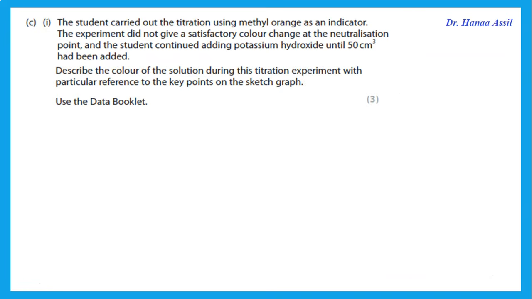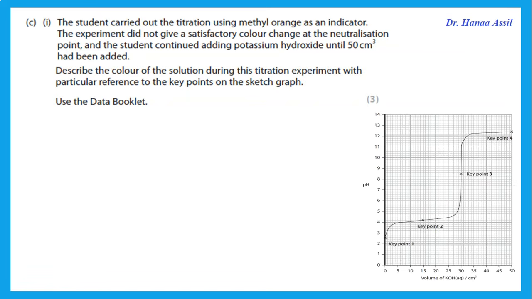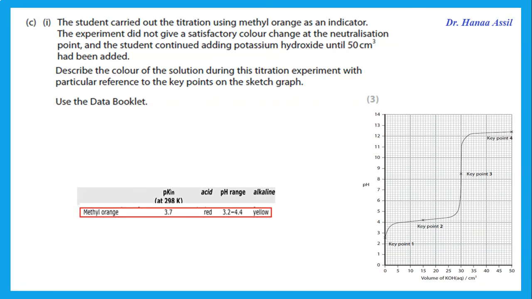The student carried out the titration using methyl orange as an indicator. The experiment did not give a satisfactory color change at the neutralization point, and the student continued adding potassium hydroxide until 50 centimeter cubed had been added. So if I want to choose an indicator, I should not choose methyl orange, because if we look at the data booklet, methyl orange will change color between pH 3.2 and 4.4, and that means it will change color too early before we reach the neutralization point.